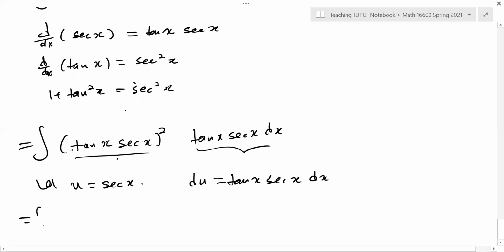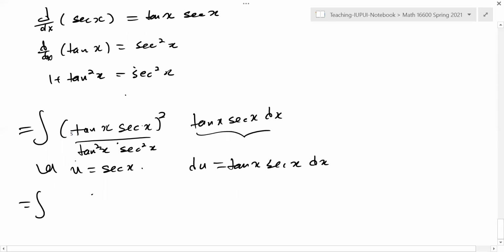I still go back to this form, tangent squared x secant squared x, right? Then tangent squared is going to be secant squared minus 1, right? So it's u squared minus 1. And the secant squared x is just u squared. And that's a du, then great.